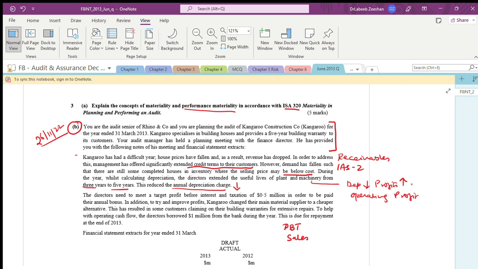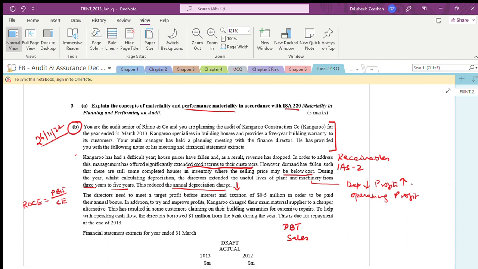The directors need to meet a target profit before interest and tax of 5 million in order to pay the annual bonus. Fine. Next, profit before tax. Where we are going to use profit before tax, we are talking in terms of return on capital employed. Profit before tax divided by capital employed. Automatically it should reflect which ratio we have to use.